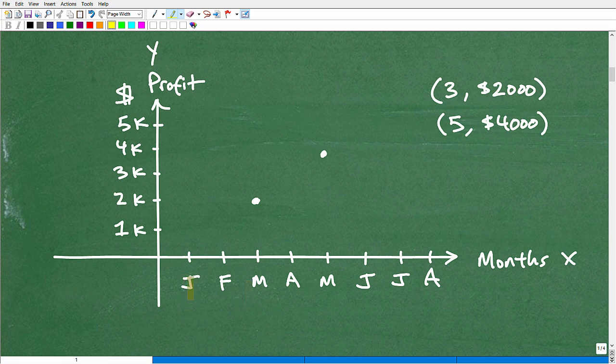So here we have the months: January, February, March, April, May, June, July, et cetera. Months are going along this axis, the x-axis, and our profit is going in this direction, the y-axis.